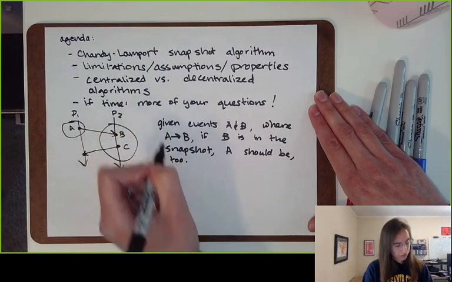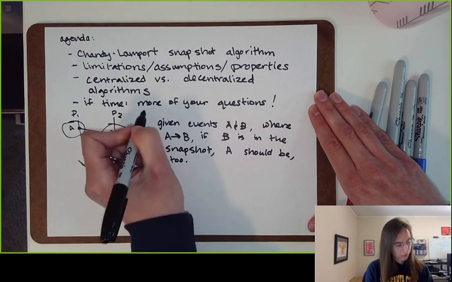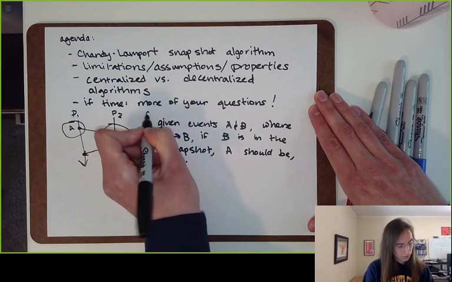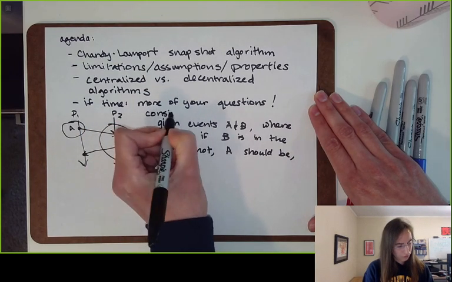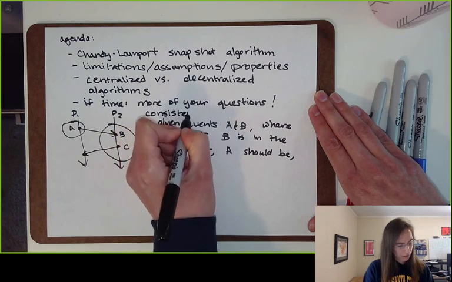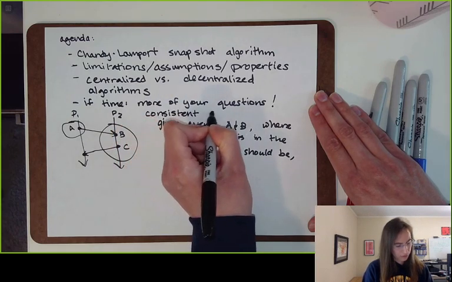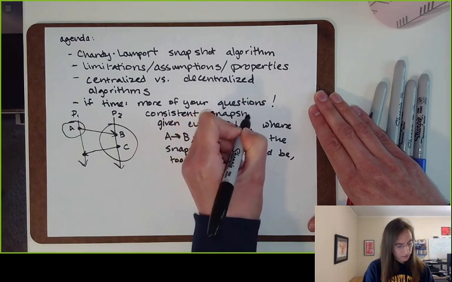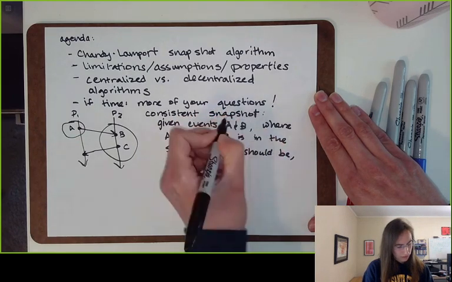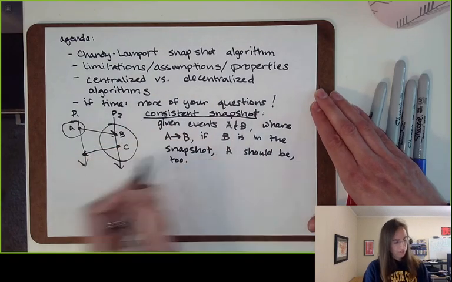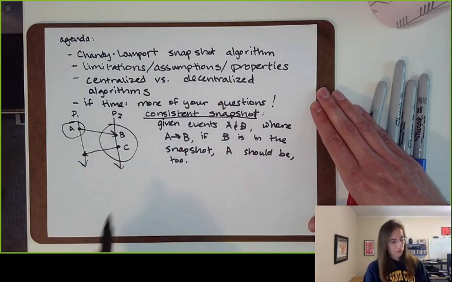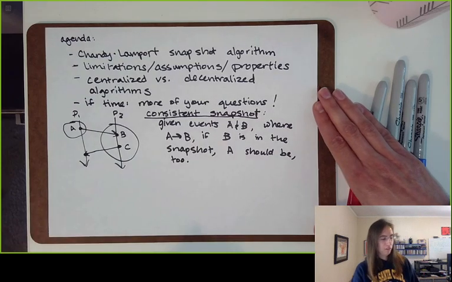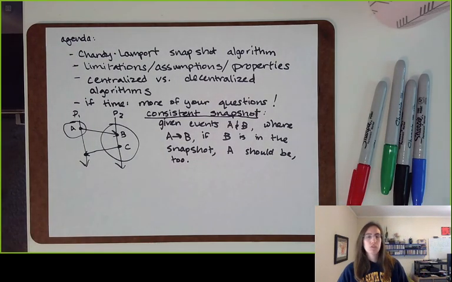So the word consistency gets used a lot in distributed systems, and it's important not to get too confused because it's got different meanings in different contexts. But in the context of a snapshot, that's what consistent means. So this would be an example over here of a snapshot that's consistent. And there's lots of other examples I could draw of consistent snapshots, and then other examples of snapshots that aren't. And we looked at a few examples of that last time.